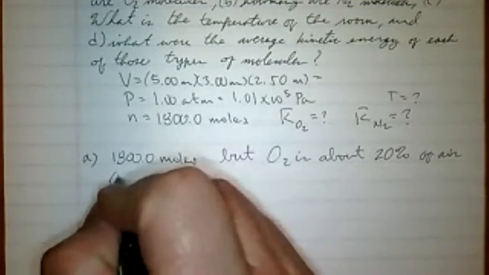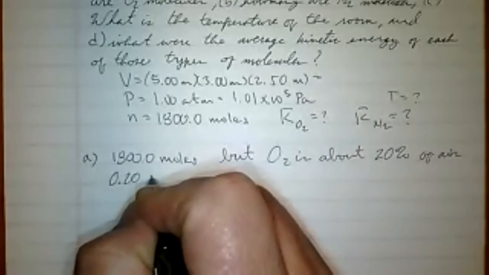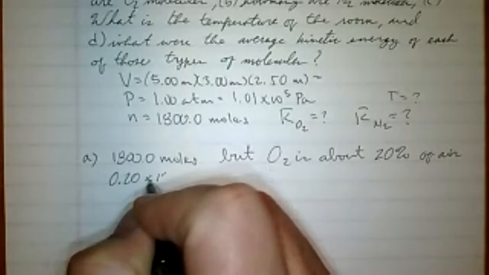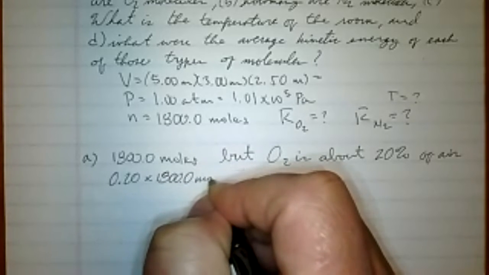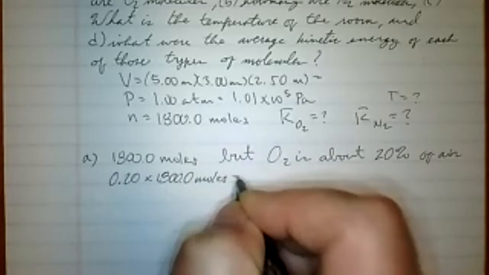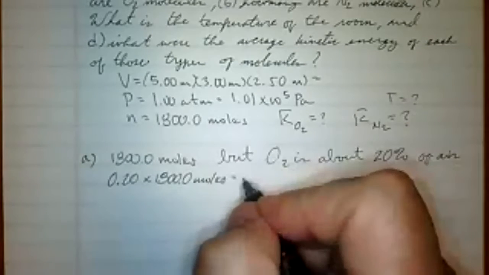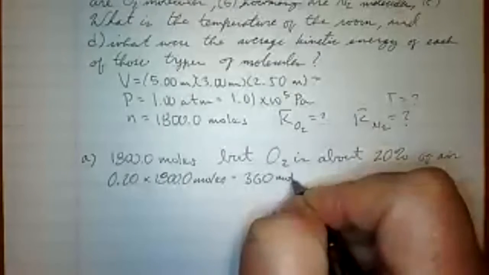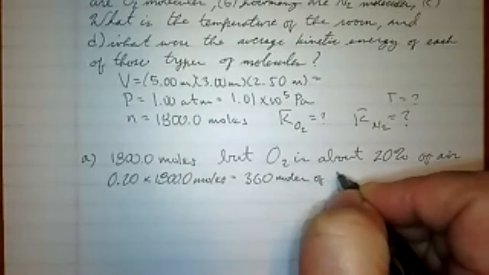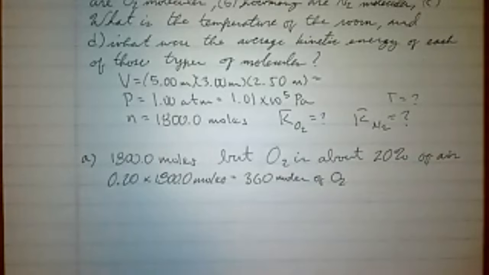So we'll say 0.20 times 1800 moles is equal to, trusting my old calculator here, 0.2 times 1800, which you all should be able to do in your head, of course, is 360 moles of O2. But I didn't really ask for the number of moles.